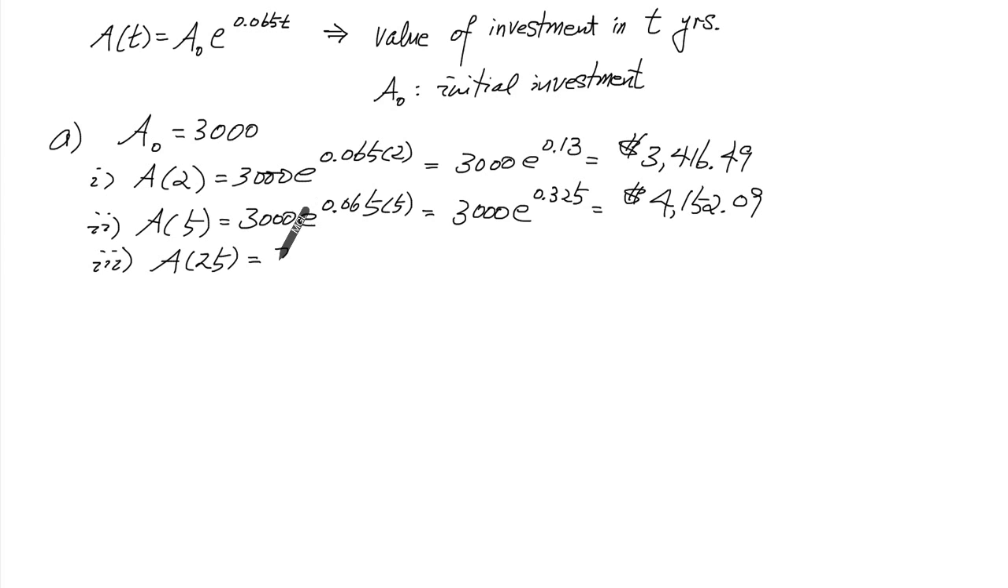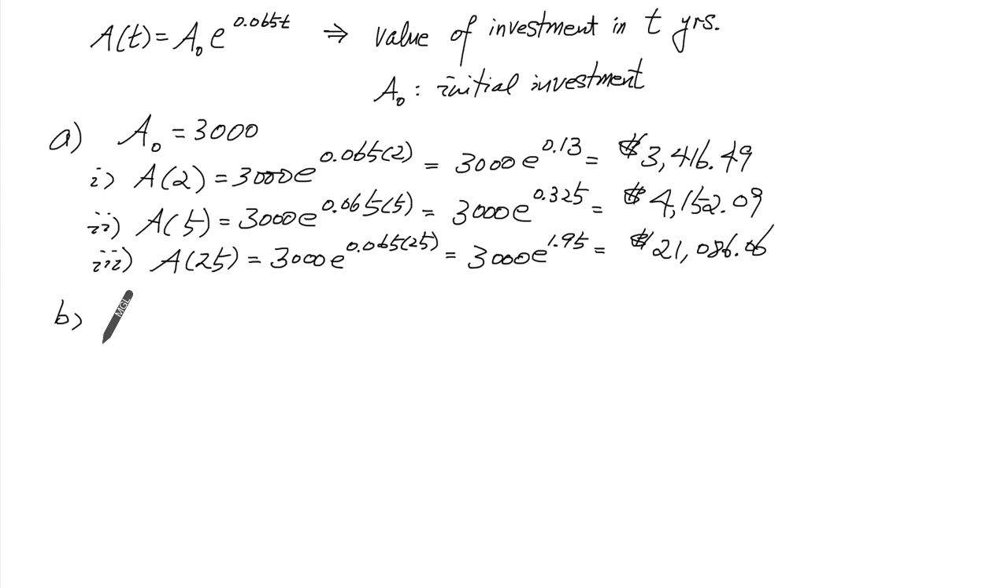And in part 3, we want to find what the investment value will be after 25 years. So do the same, plug it into the formula. And we get 3,000 times e to the power of 1.95. And as you can imagine, this will balloon to a pretty big value. And that value, according to my calculator, is $21,086.06.